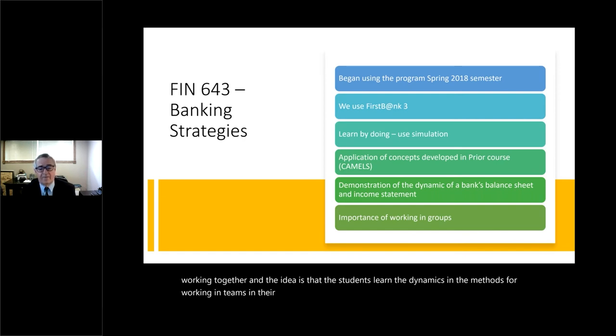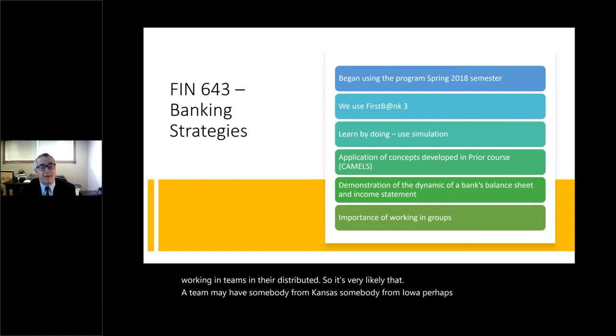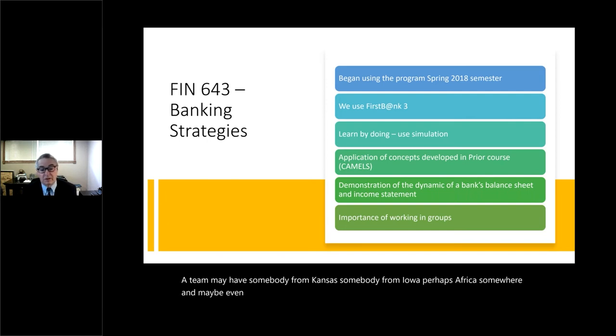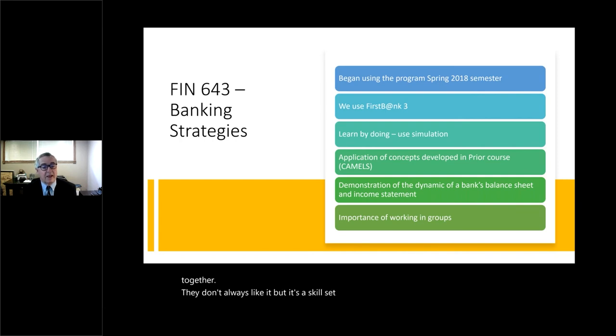So it's very likely that a team may have somebody from Kansas, somebody from Iowa, perhaps Africa somewhere, and maybe even in South America, all on the same team. And they have to learn how to work together. They don't always like it, but it's a skill set that banks ask for when they're talking about hiring people, and we think it's valuable.